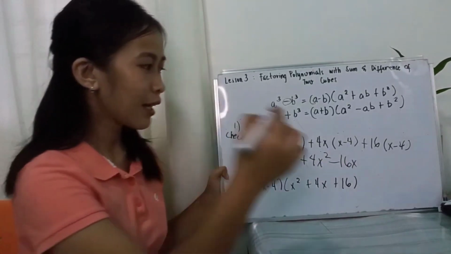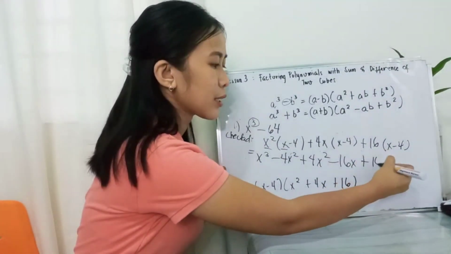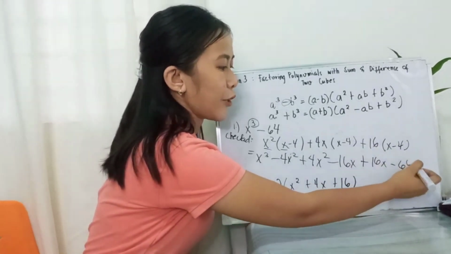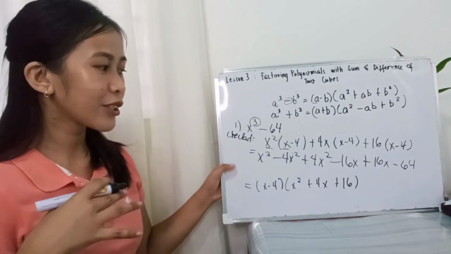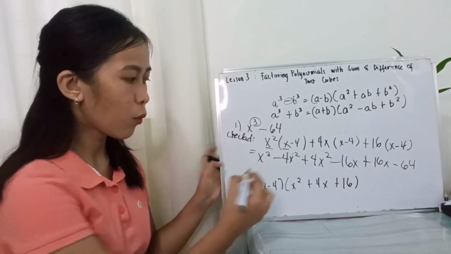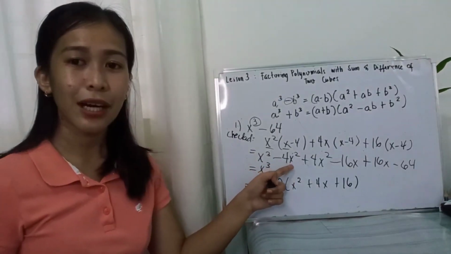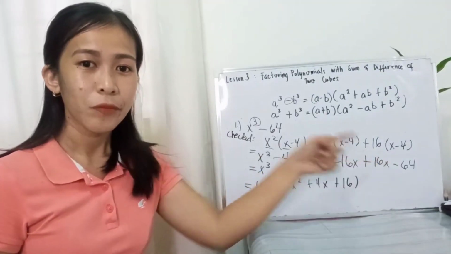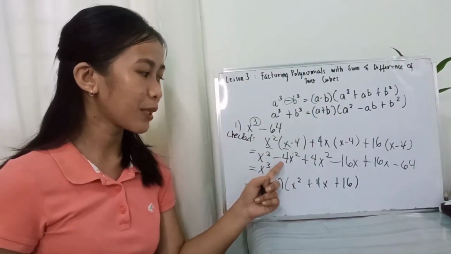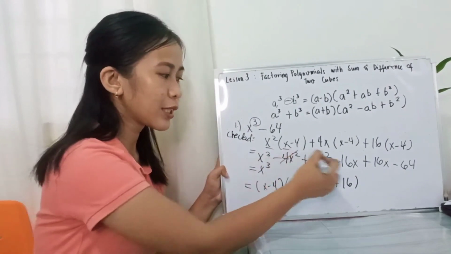Tama? And then, plus 16 times x, that is 16x. And then 16 times negative 4, that is negative 64. Okay? And then just simplify. I-simplify lang natin. Meron bang kagaya si x cubed? Wala. So, kopyahin mo lang yan. Negative 4x squared, meron ba siyang ka-like terms dito sa mga to? Of course, meron. Si 4x squared. And since magkaiba sila ng sign, ito ay negative, ito ay positive, therefore, we're going to cancel them.